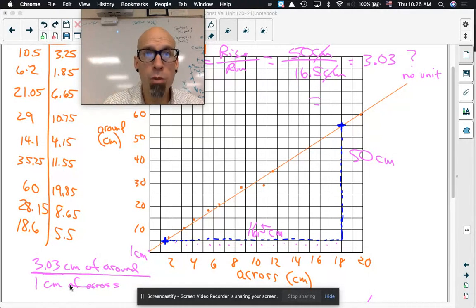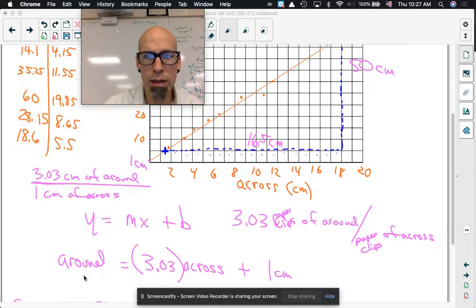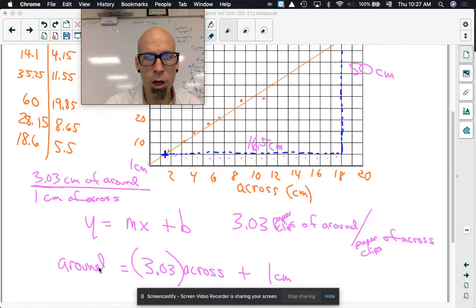Okay. Then you were supposed to write the equation for it. Well, that means you got to look at the y-intercept. And mine is very small. It's way down there near the origin, about 1. I would say that's about 1 centimeter. If I'm going by 5s here, that's far enough down that looks like that might be about 1. So a 3-to-1 rise to run with a 1 centimeter y-intercept. And so my equation then looks like this. Around equals 3.03 times, that's my slope, with no unit because centimeters cancel centimeters, times across plus 1 centimeter.